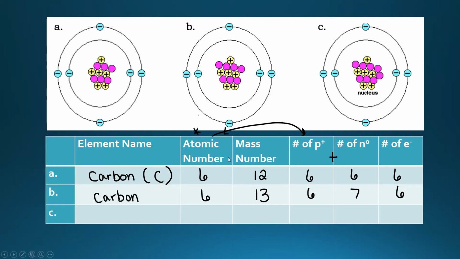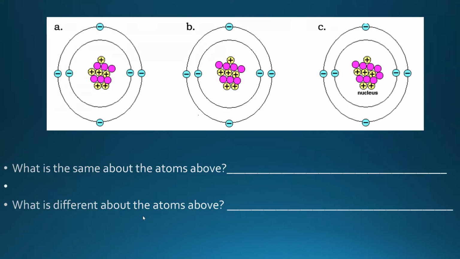For example C, count that up. We again have 6 protons. We now have 8 neutrons, and we still have 6 electrons. So atomic number is 6, mass number is 14, and again, we have carbon. Then it asks us a couple of questions about what's the same and what's different. Using your table, you can make some comparisons.